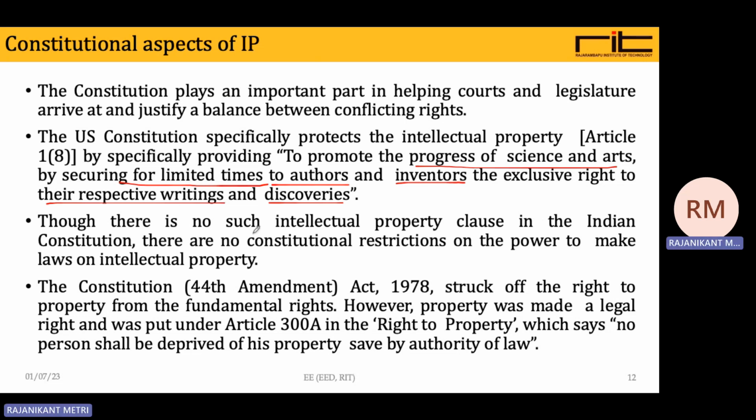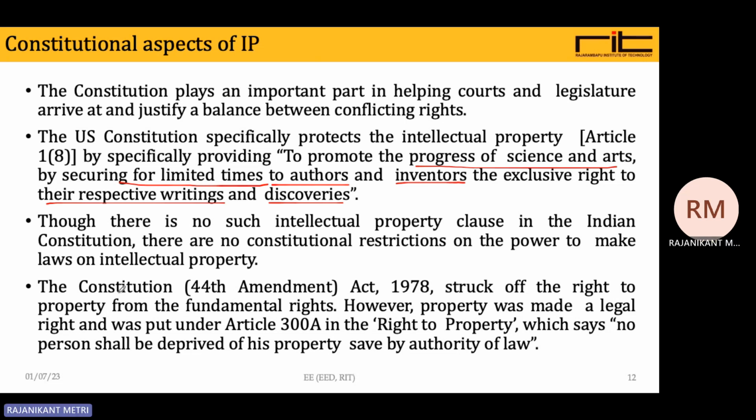Though there is no such intellectual property clause in the Indian Constitution, there are no constitutional restrictions on the power to make laws on intellectual property. So, as such, there is no clause in the Indian Constitution, but there are no restrictions either to make the law.